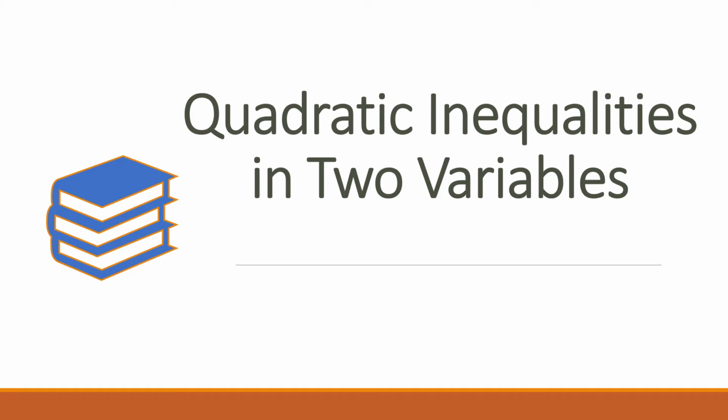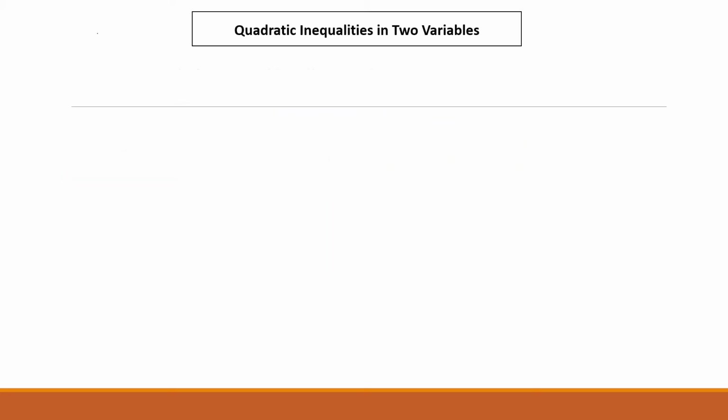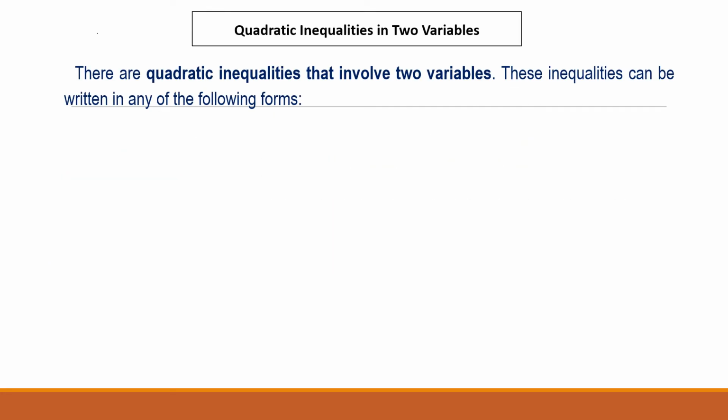Hi! Today, we will learn about quadratic inequalities in two variables. There are quadratic inequalities that involve two variables. These inequalities can be written in any of the following forms. Y is greater than ax squared plus bx plus c. Y is greater than or equal to ax squared plus bx plus c.